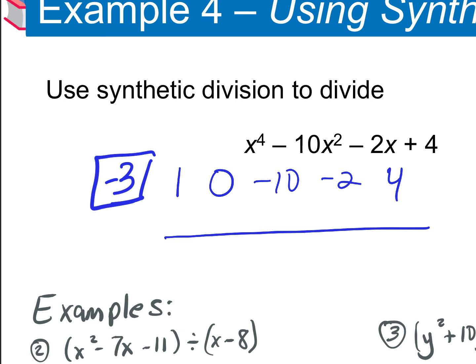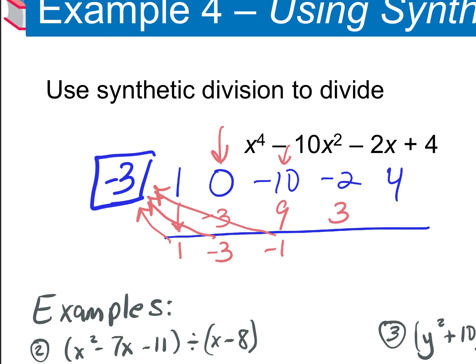The way this process works is you bring the first term down. So I bring down my 1. You multiply to the corner, and you add down. So 1 times negative 3 is negative 3. And then we add down. What's 0 plus negative 3? Negative 3. Same thing. Negative 3 times negative 3 is 9. And now we add down. Negative 10 plus 9 is negative 1. Negative 1 times negative 3 is 3. Negative 2 plus 3 is 1. 1 times negative 3 is negative 3. And 4 plus negative 3 is 1.